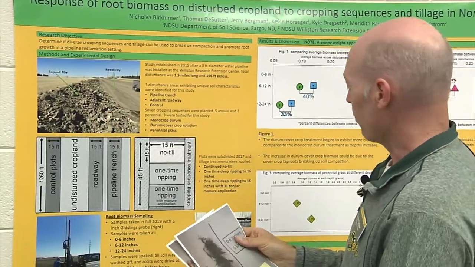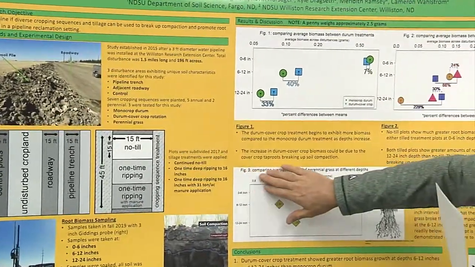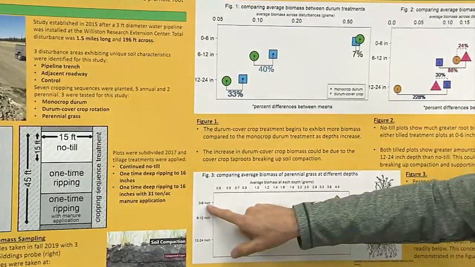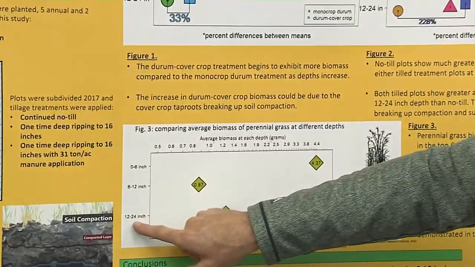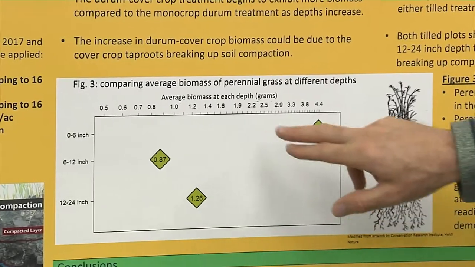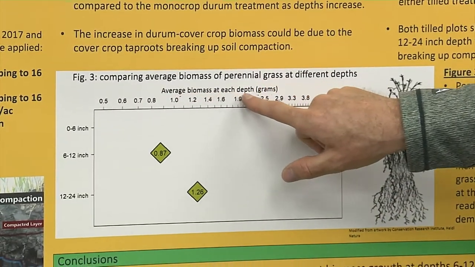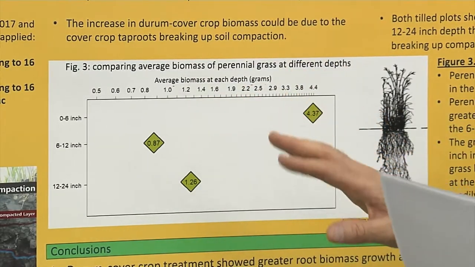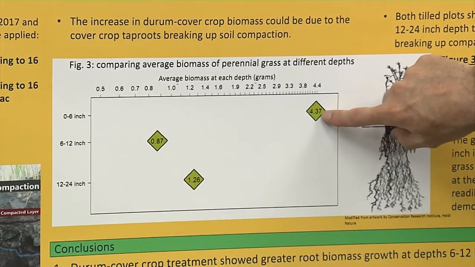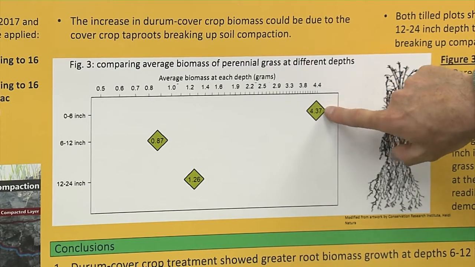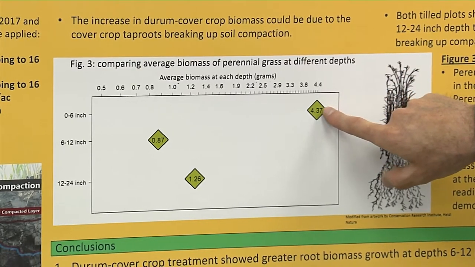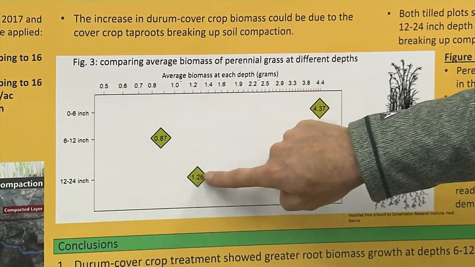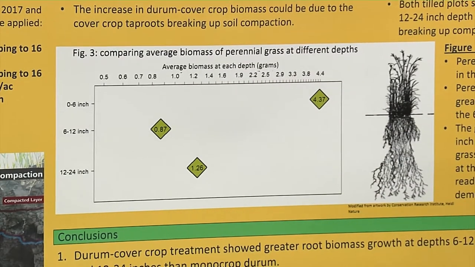And so what we're going to show on this figure is our depth here of 0 to 6, 6 to 12, and 12 to 24 inches. And on top, we have the average biomass at each depth. So don't worry about what the actual numbers are at this point. Just look at the mass of roots at the 0 to 6, at the 6 to 12, and the 12 to 24. So what do you see?